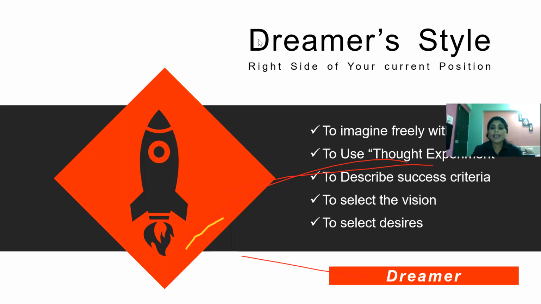Then describe the success criteria. So what is your success criteria? Whether financial freedom is your success criteria, fame, good health, good relationships, or achievements. You need to define where you exactly want to go in your life. Then select the vision, and then your desires. Everything you are free to think in whichever way you want, and that is the dreamer's view.